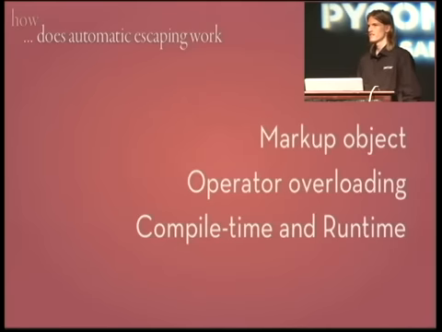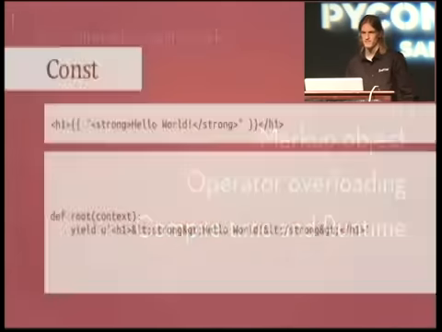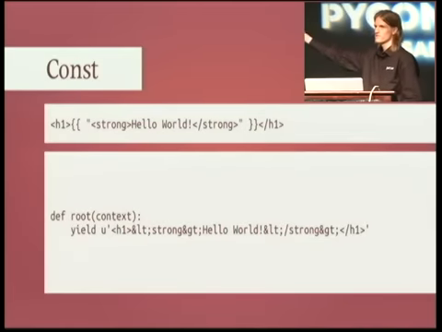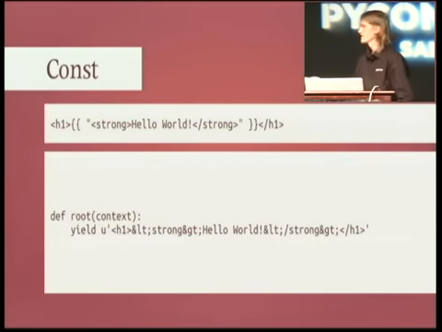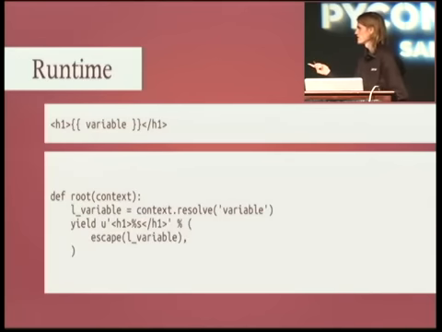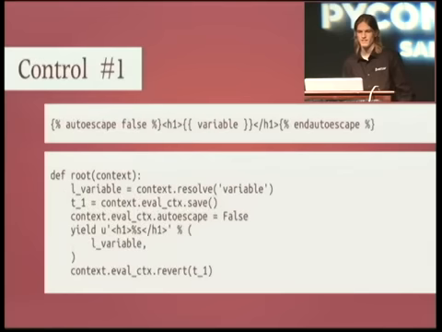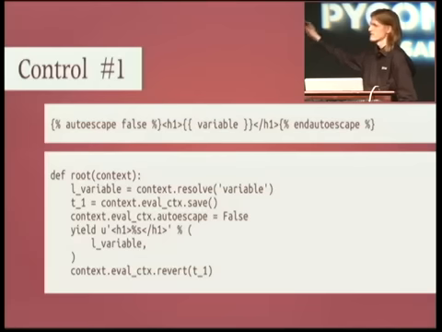Part of the automatic escaping in Jinja actually works at compile time. If you just print a string and the string is not safe, it will recognize this constant string. I can auto escape it at compile time. If it's a variable, it has to do it at runtime. And if I want to control how auto escaping works, I can use the auto escape false and disable it. And if you look closely here, it creates a new evaluation context, which is the eval context, and sets the auto escape to false.